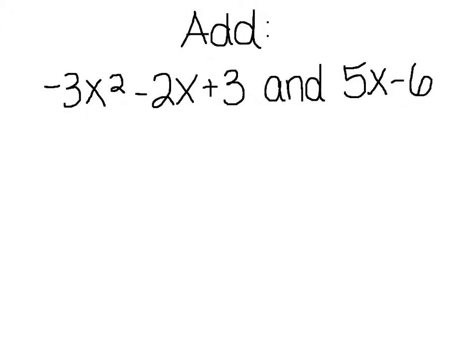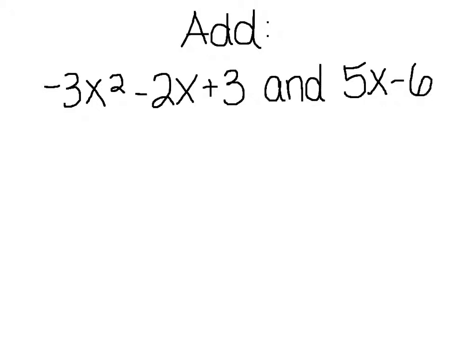So it's all a matter of preference. I'm never going to ask you to add these two polynomials in horizontal form, or add these two polynomials in vertical form. It's just what you're most comfortable with. But remember, you can only combine like terms. X squared and x are not like terms.